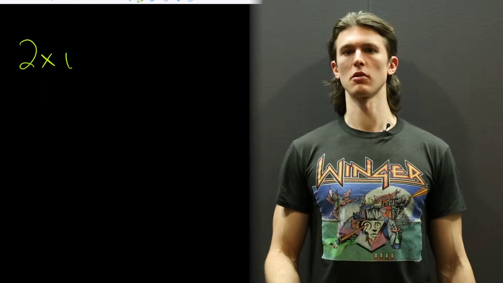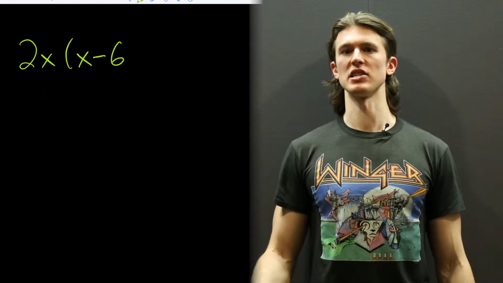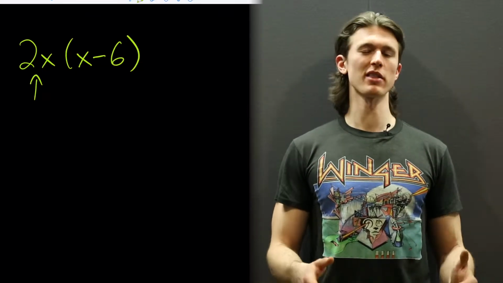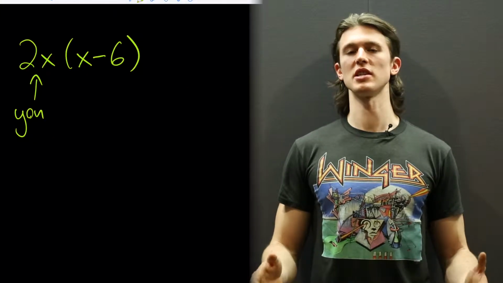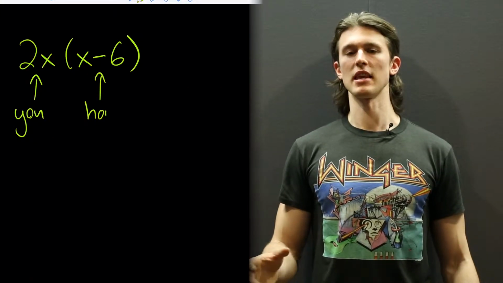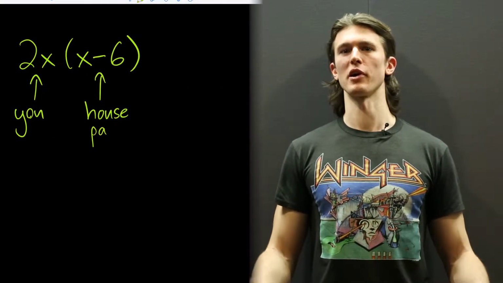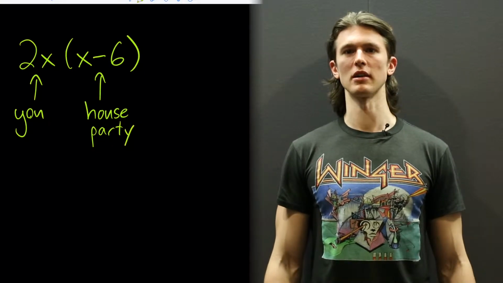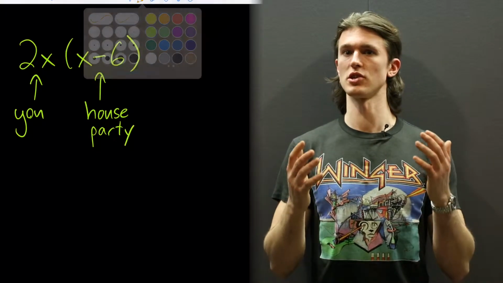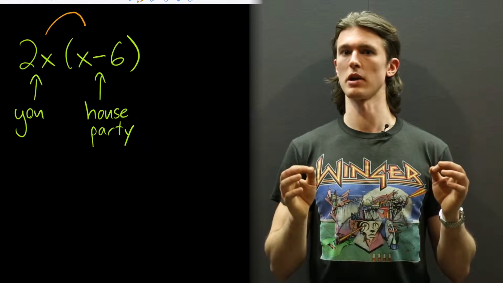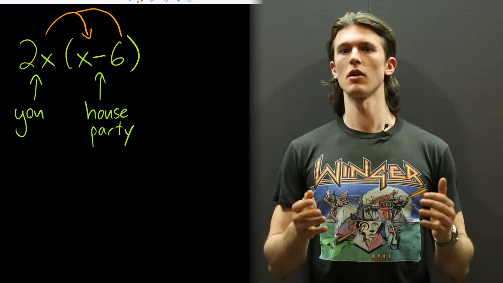So expanding. What exactly does this mean? Let's go through an example here. We have 2x bracket x minus 6 bracket. You want to think of the 2x as you as a teenager and the x minus 6 as a house party. You want to get in the house party. And that's what the 2x wants to do, is it wants to get in the house party. So how does it get in?